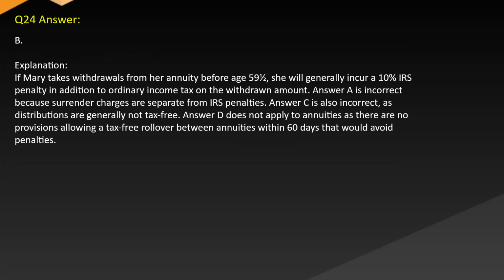Answer B. Explanation. If Mary takes withdrawals from her annuity before age 59½, she will generally incur a 10% IRS penalty in addition to ordinary income tax on the withdrawn amount. Answer A is incorrect because surrender charges are separate from IRS penalties. Answer C is also incorrect as distributions are generally not tax-free. Answer D does not apply to annuities as there are no provisions allowing a tax-free rollover between annuities within 60 days that would avoid penalties.